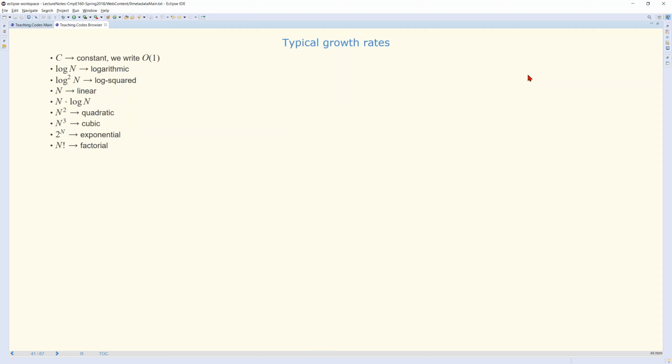Another one would be logarithmic. As n goes to infinity, it's growing slowly. Remember the logarithm function. We have log square of n, which is slightly faster. Linear, you already know. N log n, as we just discussed in the previous slide, is better than n squared, and n cubed is typically worse. 2 to the n, or any constant value to the n, is just exponential, and n factorial would be the worst. Note that factorial is worse than exponential.